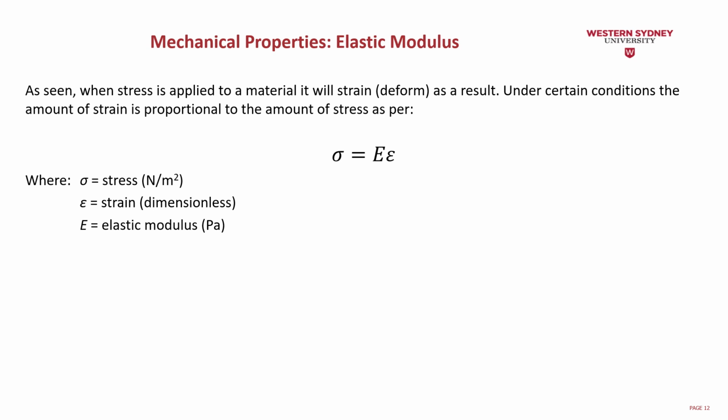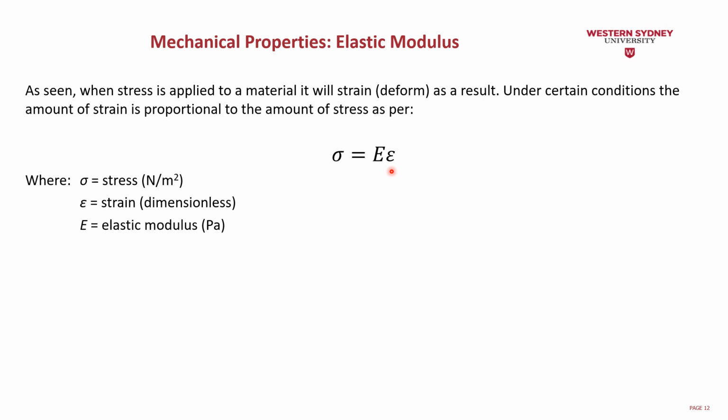Now we have another property which is called the elastic modulus, and that's the E value we have here. As seen, when stress is applied to a material, it will strain. That means it's going to be deformed. As a result, for the stress we apply, under certain conditions, the amount of strain is going to be proportional to the amount of stress. The part is going to be longer when you add more force to it. So the stress is going to be equal to the elastic modulus multiplied by the strain value.